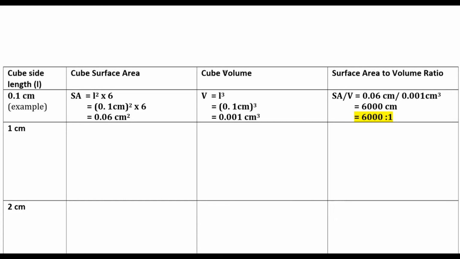When we go to calculate the volume, it's just the length cubed. So we go 0.1 raised to the power 3, so 0.001 cubed. When we take the surface area to volume ratio, what that means is we're going to take the surface area and divide it by the volume. So we take our surface area, which was 0.6, and we divide it by the volume, which was 0.001, and we get 6,000. So this is a 6,000 to 1 ratio.